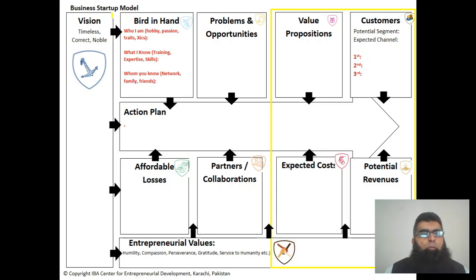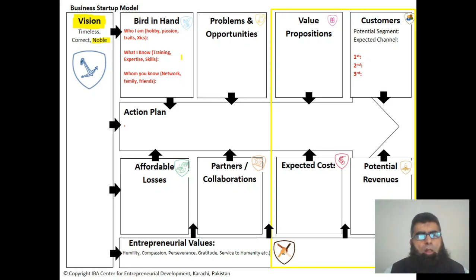So the first box on the left is the vision part. The vision talks about why you are doing it, what makes you go here. A good vision talks about how the service or the product of the company has to be timeless. It's not dependent upon time. It is correct and it's noble. It is helping and contributing towards many people.